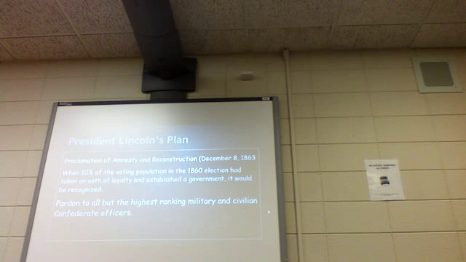So Lincoln's plan, again, is once 10% sign an oath of loyalty to the United States, the states would be brought back into the country, and all but the highest ranking officers would be pardoned and basically forgiven. Now, why do you think he would do that? I'm going to give you a minute to discuss why Lincoln would be okay pardoning all Confederate soldiers. If you're just a regular soldier, Lincoln said, we forgive you, it's over, let's move on. Why would Lincoln pardon all of them? Talk about that for a minute with someone around you, and we'll discuss it here.